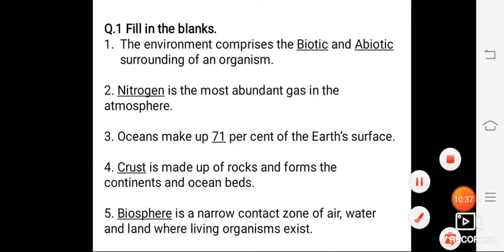Fourth, dash is made up of rocks and forms the continents and ocean beds. Yes, what will be the answer? Crust. Crust is made up of rocks and forms the continents and ocean beds. Next, biosphere is a narrow contact zone of air, water and land where living organisms exist.